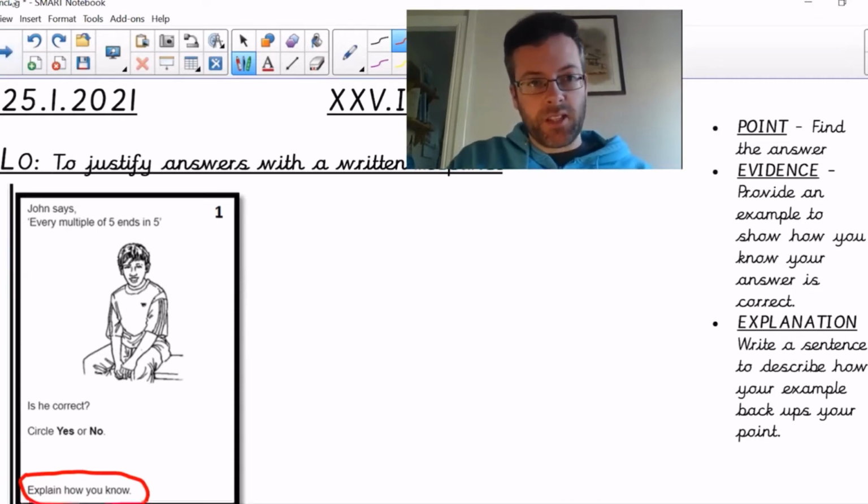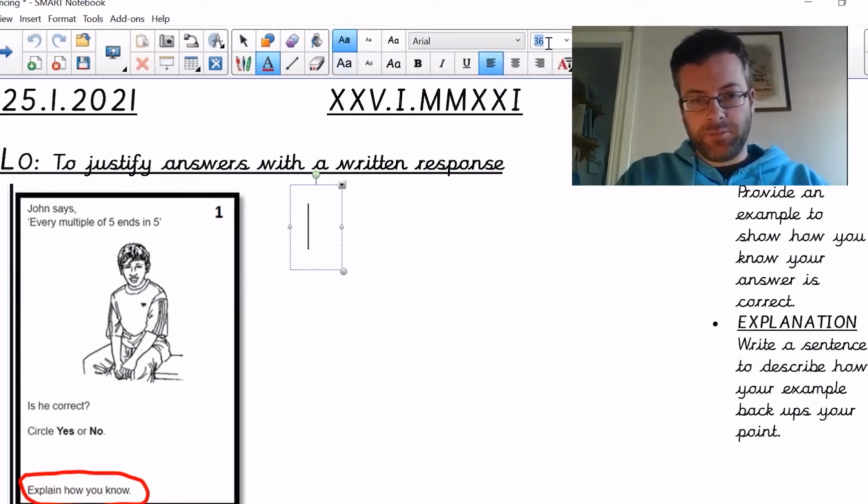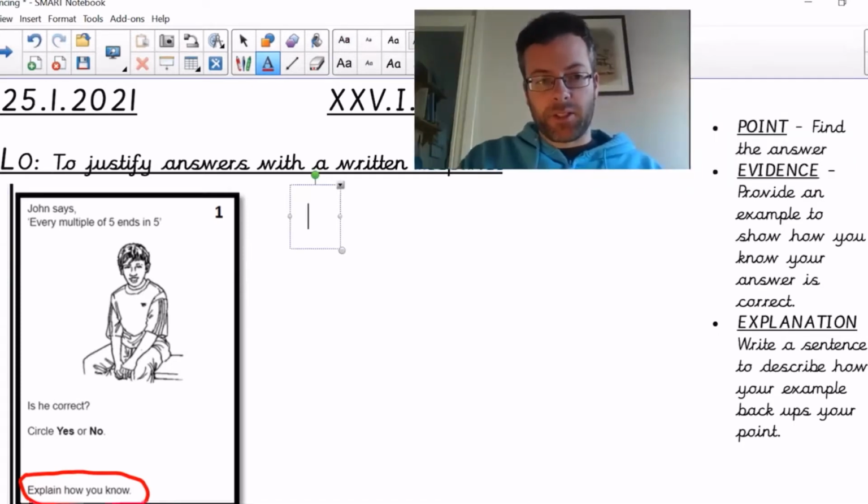So in this question here, and this is a question from a test, I'm just going to type because it's easier. So this is the kind of thing I'm looking to see in your books. John says every multiple of 5 ends in a 5, so I need to know what multiple means. Is he correct, yes or no?